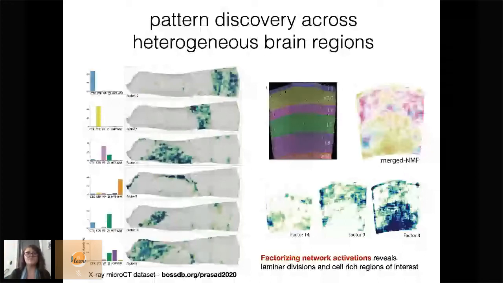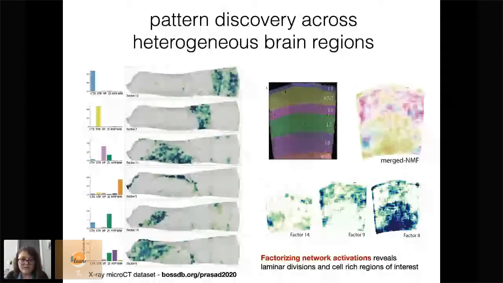On the right, I'm showing examples of manually annotated layers within our data and how our network is able to pull out these different laminar differences and start to group different regions within our sample, which it hasn't been trained to do, because it's essentially learned a rich set of features that describe the underlying structure in the data.